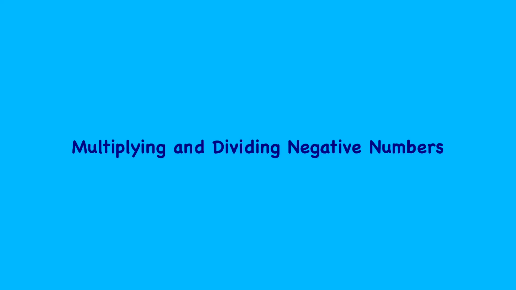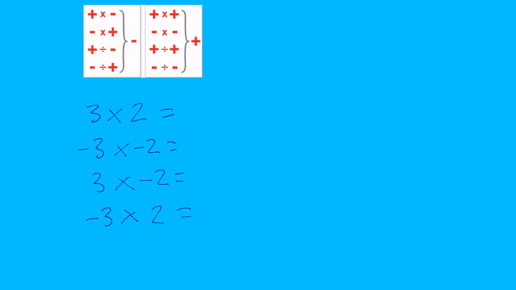Multiplying and dividing negative numbers. When we multiply or divide numbers, we need to follow a set of rules depending on whether the numbers are positive or negative. Now these rules are quite similar to adding and subtracting negative numbers. The only difference is that the negative and the positive signs are not beside each other. They're separated by a multiplication sign or a division sign.